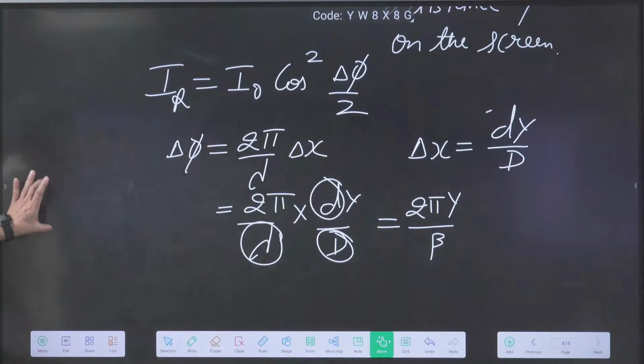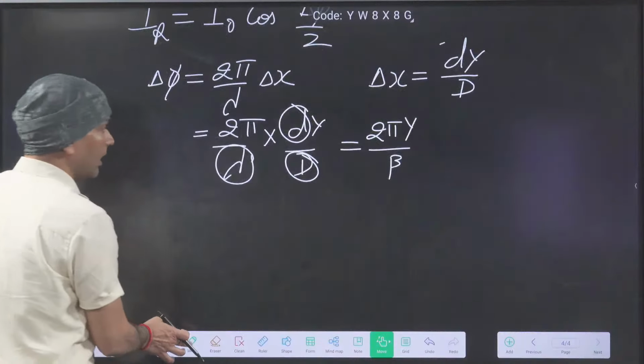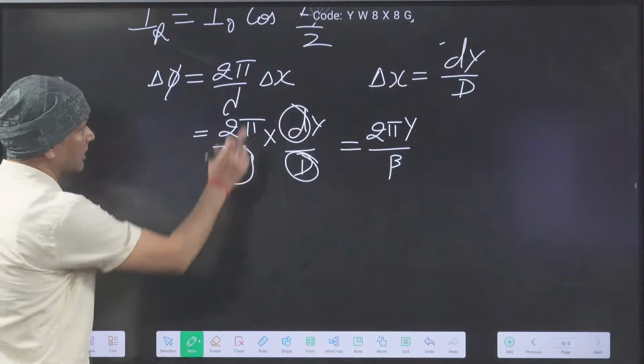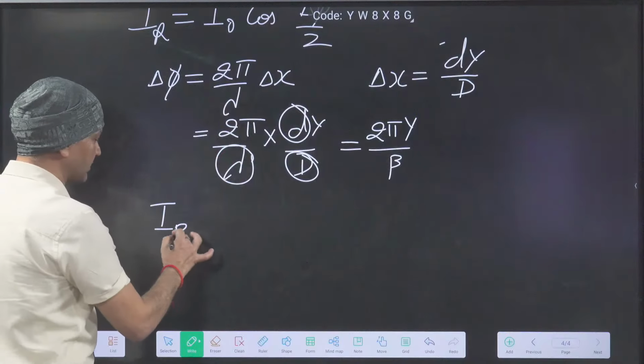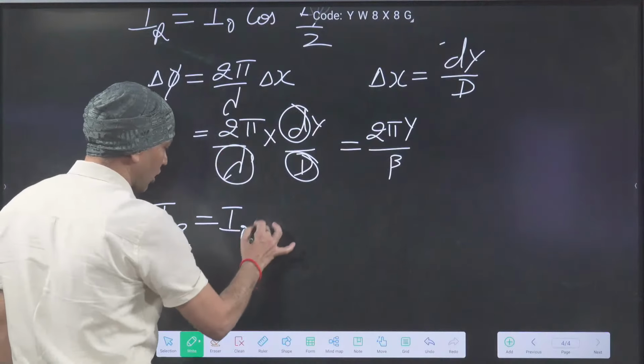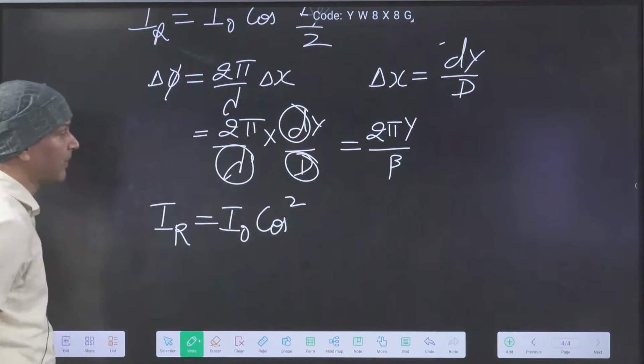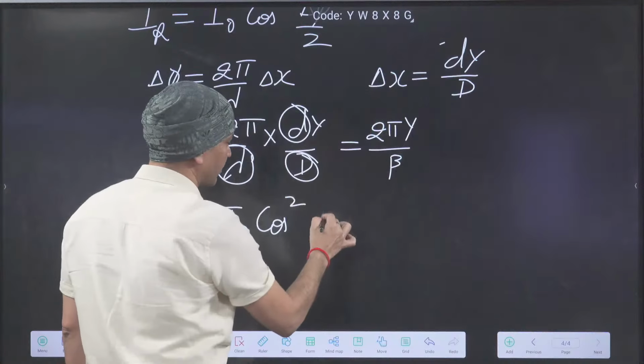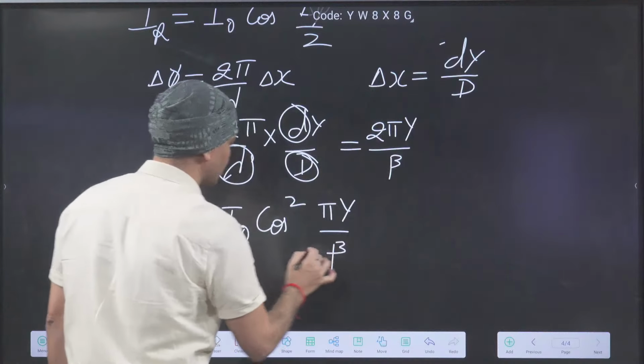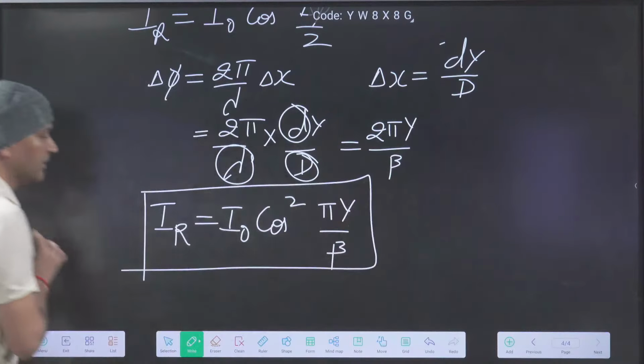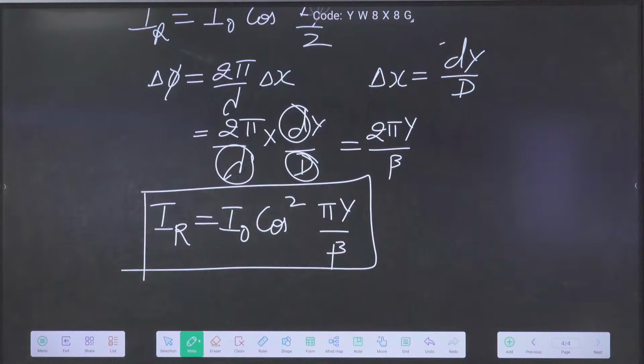After getting this delta phi, are everybody getting or not? Then I resultant is equal to I naught cos square phi by 2. Phi by 2 means it will be pi y by beta. So this is the intensity at a distance y on the screen.